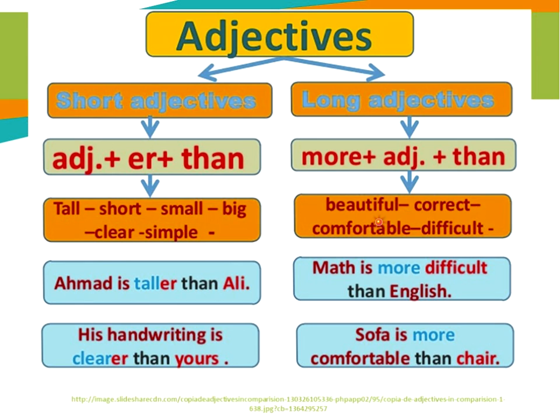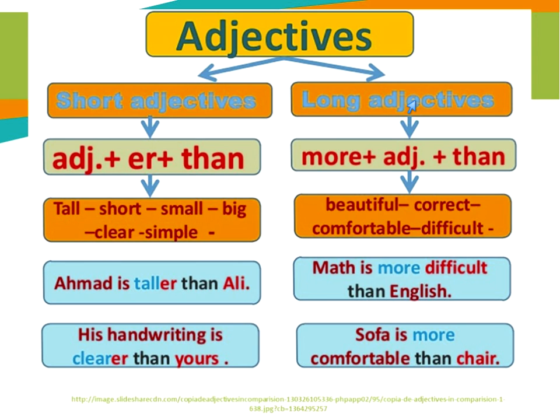So when you want to make the comparative with adjectives, the first thing to think about is the length of the adjective. The second thing, depending on that, you have some rules to follow. Rule 1 says the following: if you have a short adjective, you add -er and use than. Ahmad is taller than Alice. His handwriting is clearer than yours.